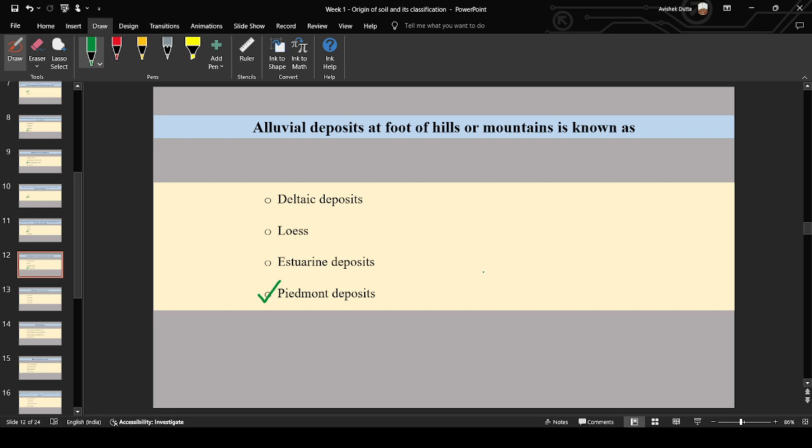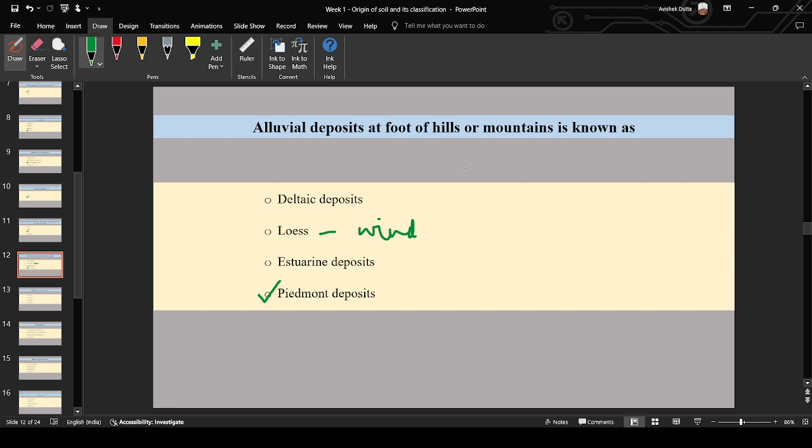Now, what are the other options over here? Loess, as I've said previously, is the soil which is transported by wind. It is an aeolian soil transported by wind. It is not necessarily that it has to be deposited at the foothills or mountains, but it is not alluvial deposit, so it can't be considered.